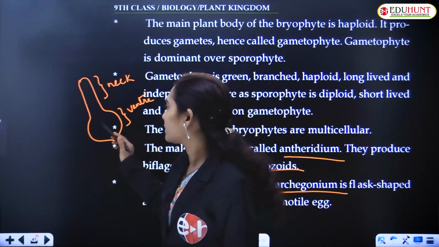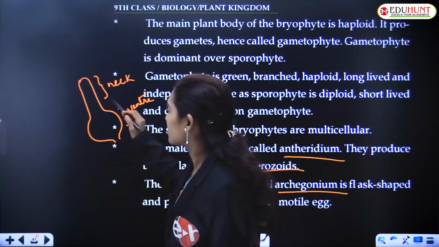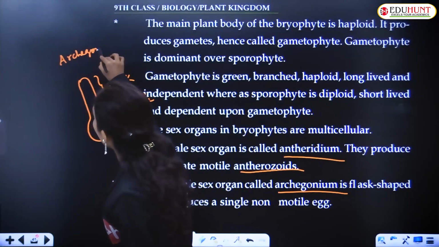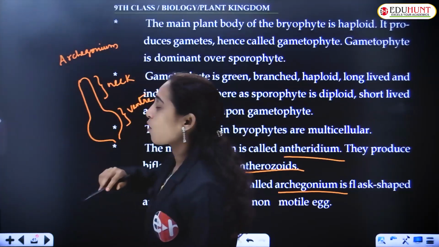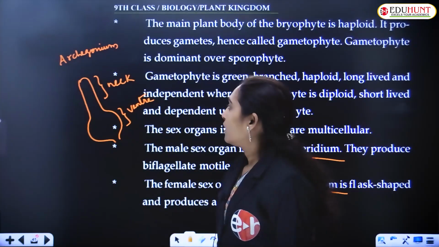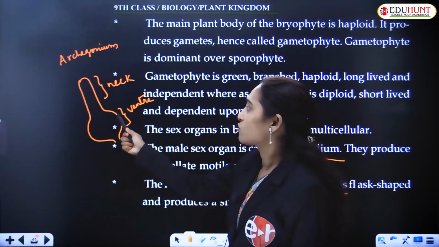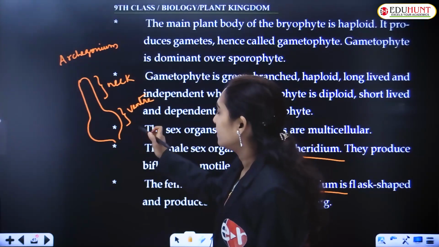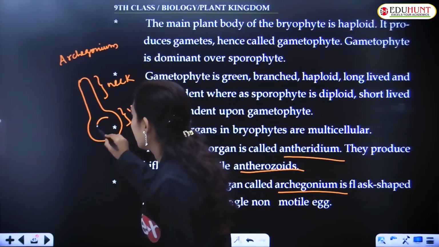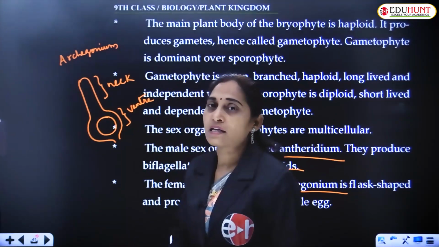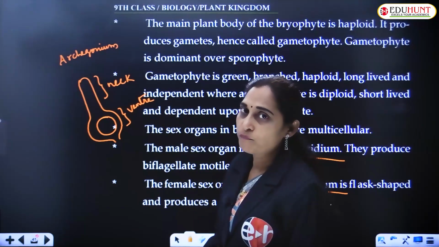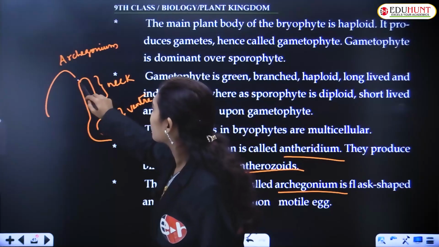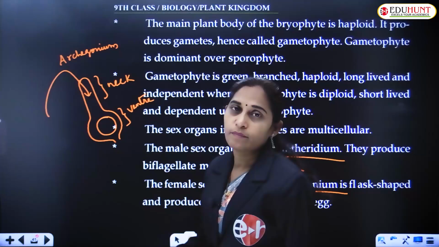Venter is nothing but the broad base of the archegonium. This is the archegonium, the female sex organ. This archegonium has two parts, the neck, which is narrow, and the broad venter. This venter has a single egg, that is the female gamete. The male gametes will swim and reach the female gamete.